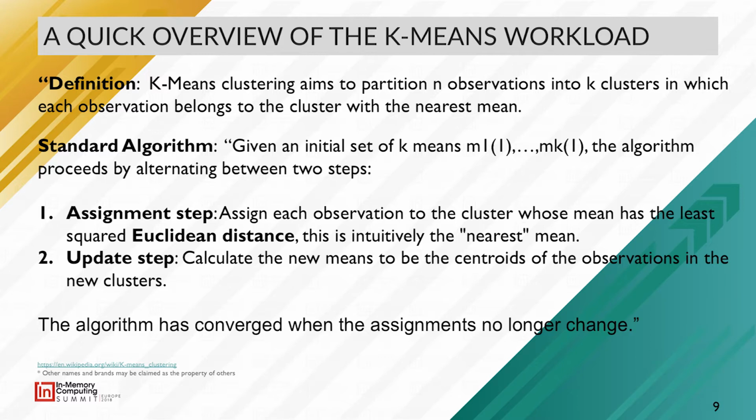This is a quick overview of the K-means workload straight from Wikipedia. Like I said, it's one of the oldest and most commonly used algorithms. K-means works in two steps, but it's an iterative process. In the first step, it assigns the set of observations. It takes a mean of your new observations and tries to correlate it with the closest mean of all the clusters it has, and then it assigns the new observation into that cluster.